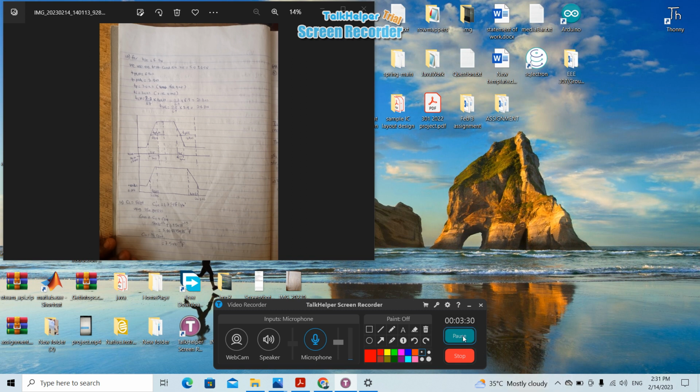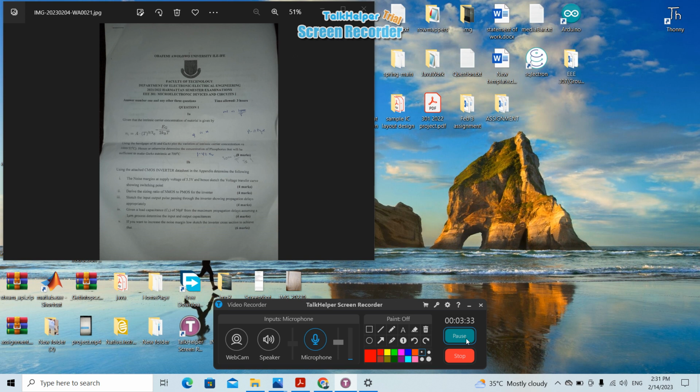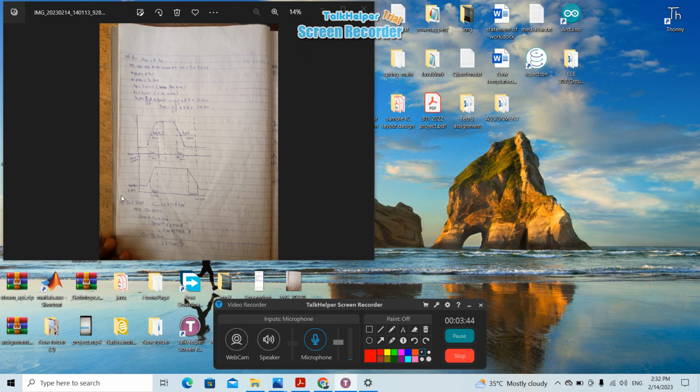Then the first question, giving a load capacitance of 15 picofarad from the maximum propagation delay, assuming a 1 micrometer process, determine the input and output capacitance. Okay, so from my load capacitor of 50 picofarad, then my Cox is 1.75 femtofarad. Then I make use of my formula CL plus Cox. Then I was able to get C out here. So then from this C in, I make use of my formula 3 over 2 C out. Then I was able to get 7.5 times 10 to the minus 11 farad.